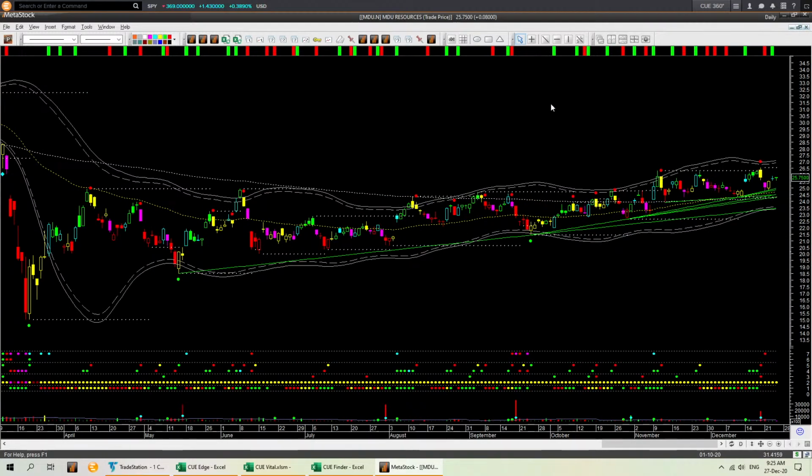Next one, MDU. This one is moving sideways. However, it is better than the last 2 stocks. Why is it better? Because it has trendline support, many of them, but no trendline resistance. It has watermark resistance, but trendline resistances tend to be more effective. Why?